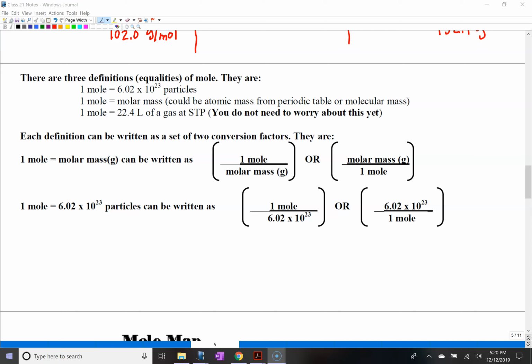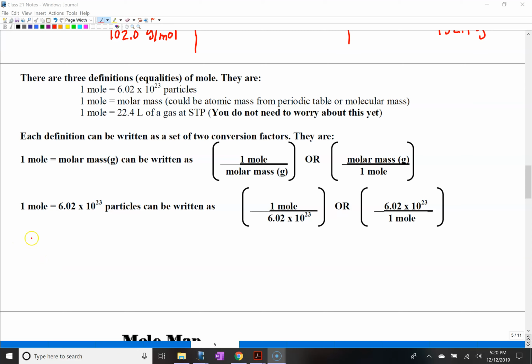The third definition that we won't use quite yet is that 1 mole of any gas has a volume of 22.4 liters. You can only use this fact if you have a gas. You cannot use the fact that 1 mole is 22.4 liters if you have a solid or a liquid. Now, we can write conversion factors.